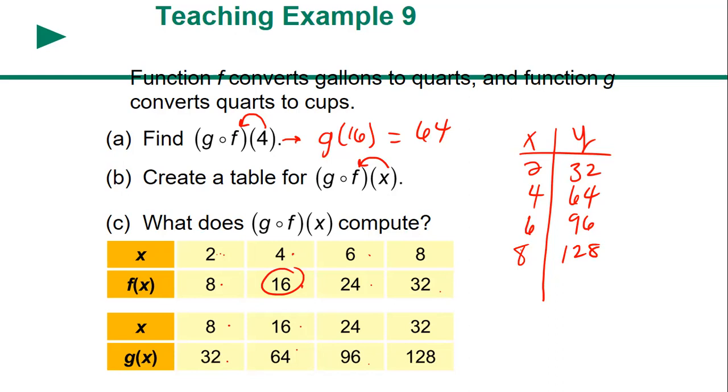Okay, so now it says, what did we just compute? So it says, function F converts gallons to quarts, and function G converts quarts to cups. So what does our new table now tell us? Gallons to cups. There we go. It starts at gallons and we end at cups.